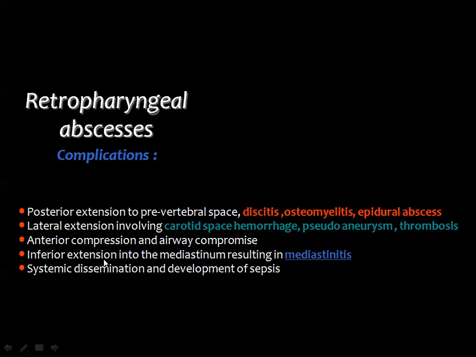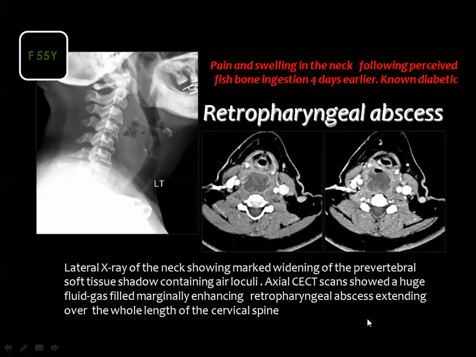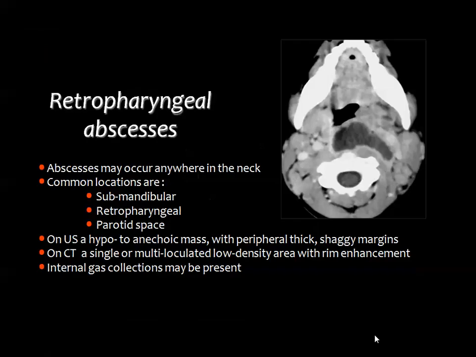If it extends inferiorly, it may go inside the mediastinum, leading to a serious complication, which is mediastinitis. Also systemic dissemination may occur. And this is the retropharyngeal abscess on the lateral film. You see enlargement of the prevertebral soft tissue shadow, with multiple air loculi inside the lesion. And this is the CT showing the lesion with marginal enhancement and air loculi within the abscess, which is compressing the airway, as you can see.